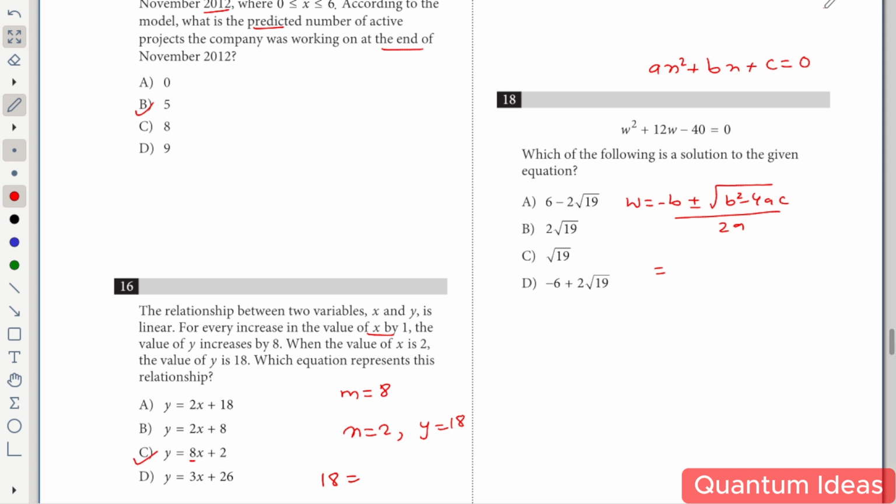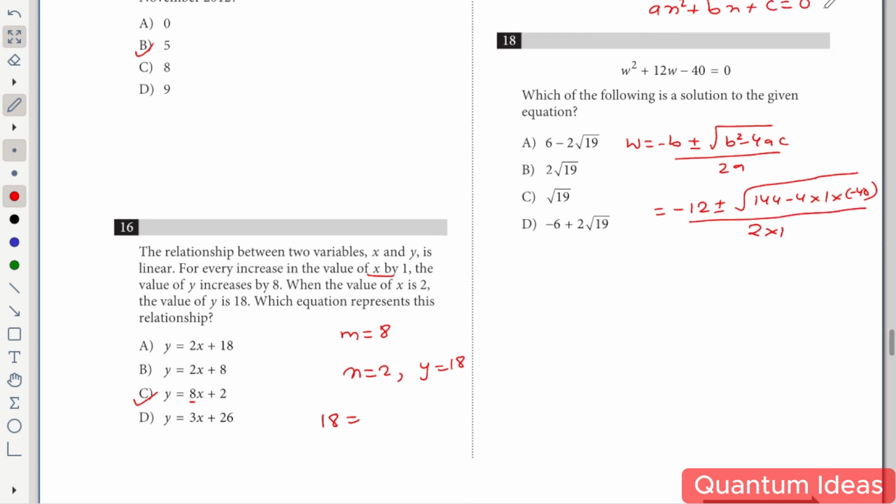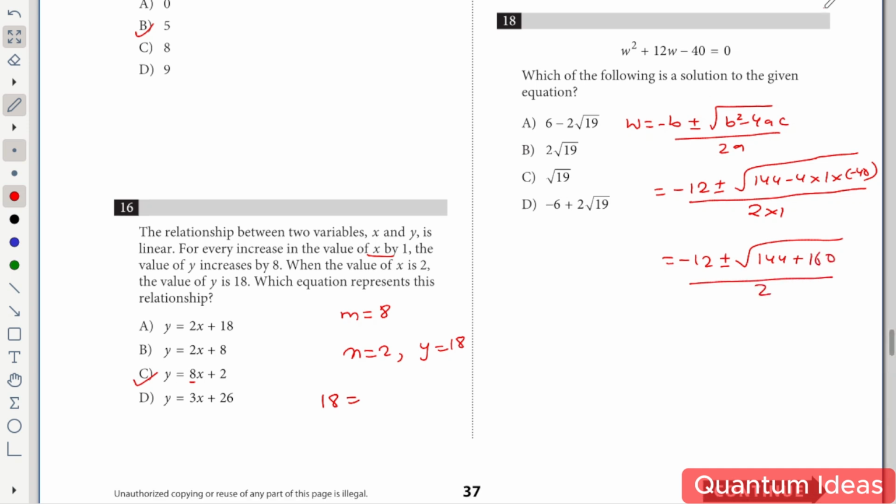What is our b? b is minus 12. Plus minus root of 12 squared, which is 144, minus 4, a is 1. What is our c? c is minus 40 divided by 2, into a which is 1. So this is basically minus 12 plus minus root over 144 plus 4 times 40, which is 160, by 2. This will be minus 12 plus minus root over 304 by 2.